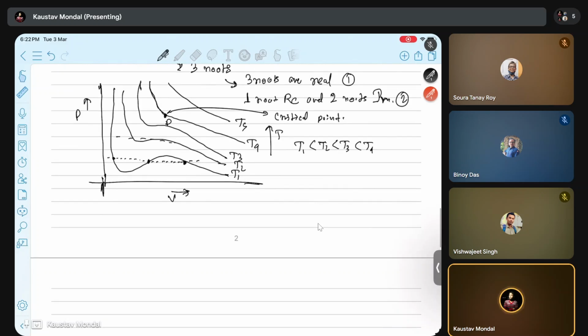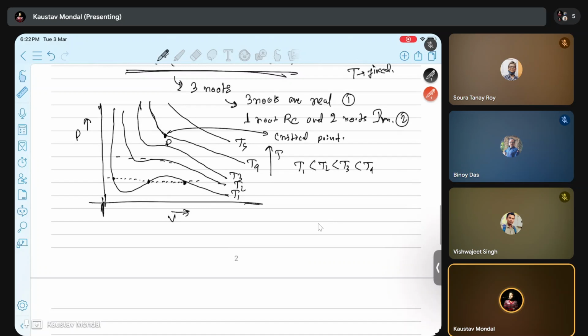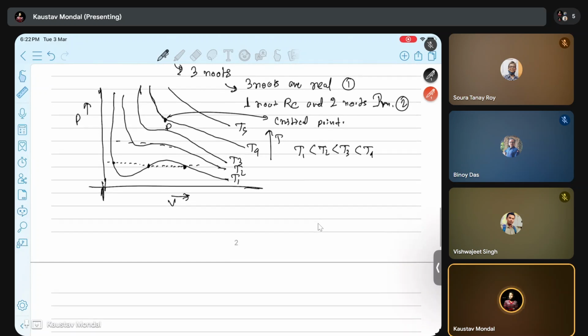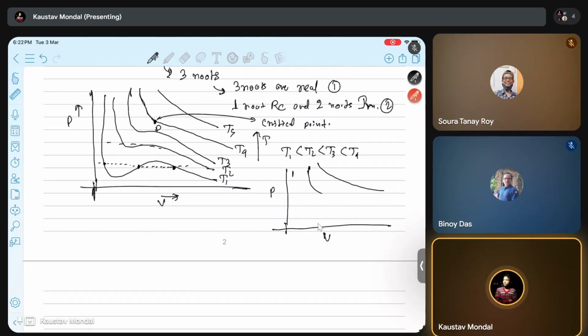And if you compare this behavior with actual experimental data, experimentally the isotherms look like this. At high temperature, it shows the ideal behavior, where the gas follows this kind of parabolic curve. Now if you decrease the temperature, it shows this kind of behavior.